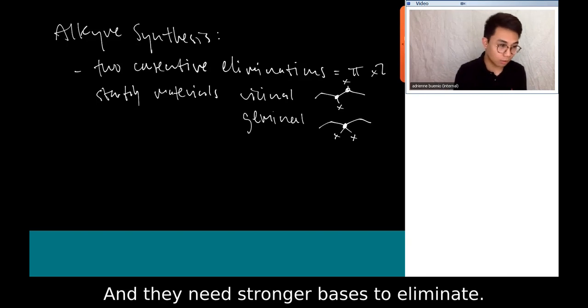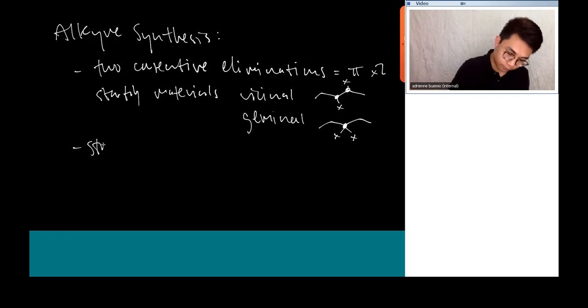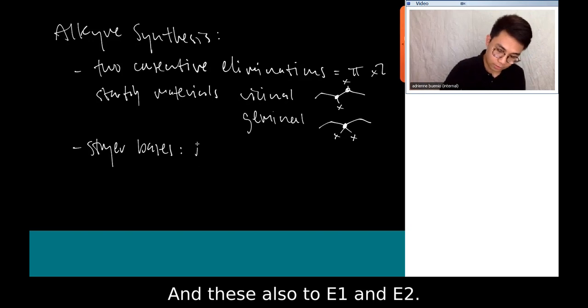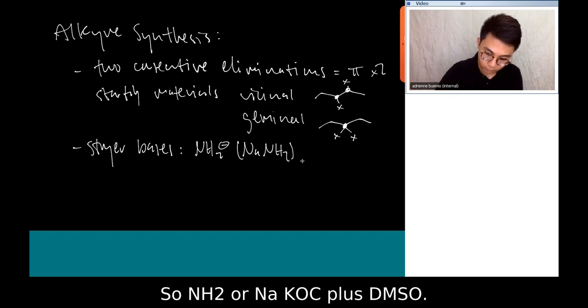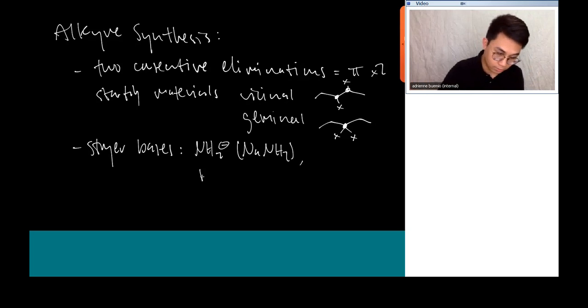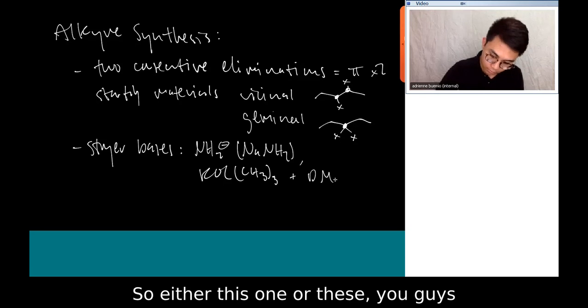And they need stronger bases to eliminate. These again also apply to E1 and E2. So, NaNH2 or KOC(CH3)3 plus DMSO. So either this one or these.